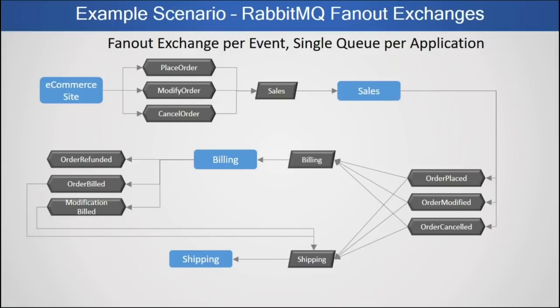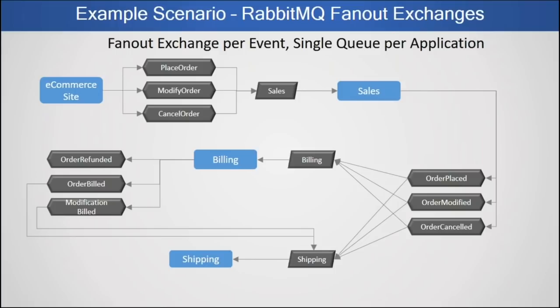So the sales application can then publish its events, again, to event-based Fanout exchanges, and both the billing and the shipping queues subscribe to both because they're both interested in all 3. And the billing service emits an order refunded, order billed, and modification billed. And the shipping only cares about order billed and modification billed, and it has its queue bound to those 2. So the shipping queue has bound itself to 5 Fanout exchanges. And that basically gives us exactly what we want.